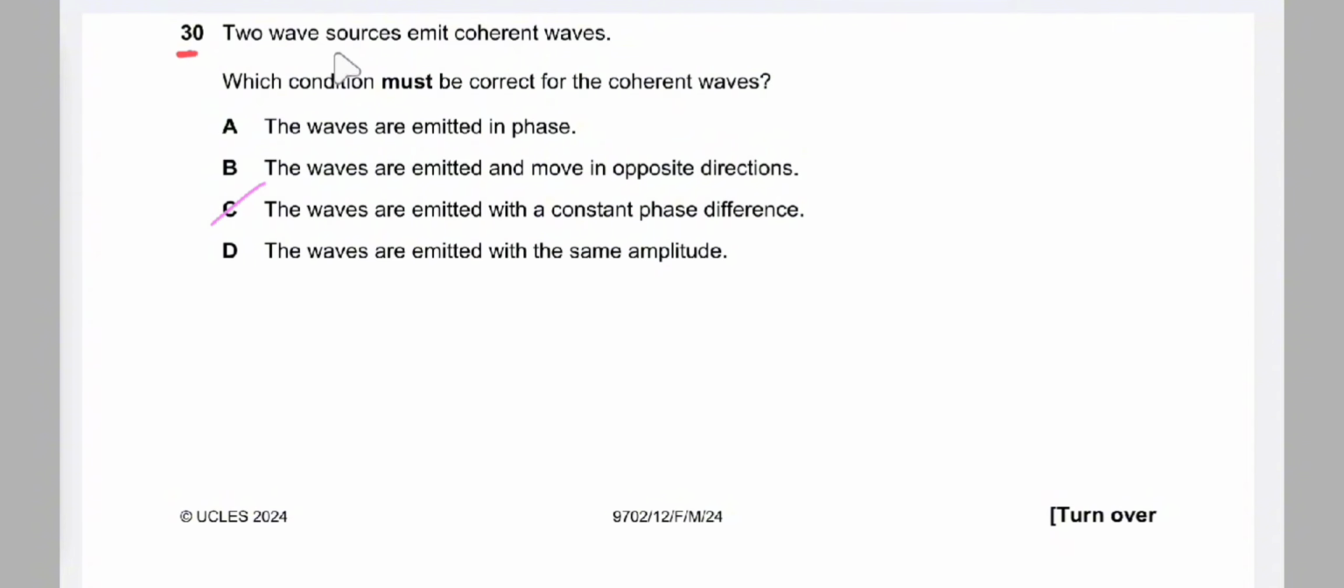Number 13. Two wave sources emit coherent waves. Which condition must be correct for coherent waves? Coherent means that the waves have a constant phase difference. This is actually the definition of coherent, a constant phase difference. So the answer is C.